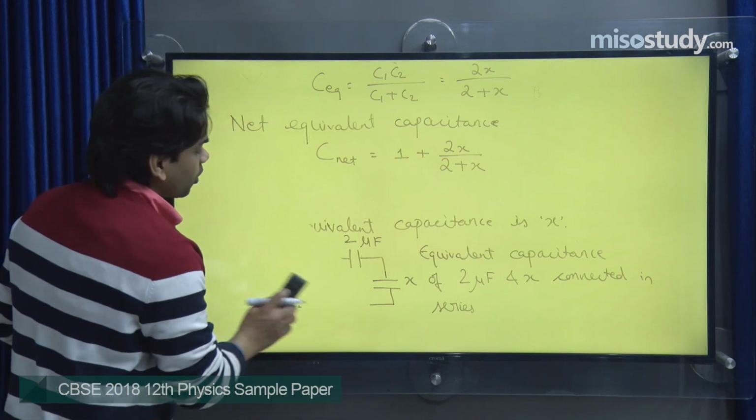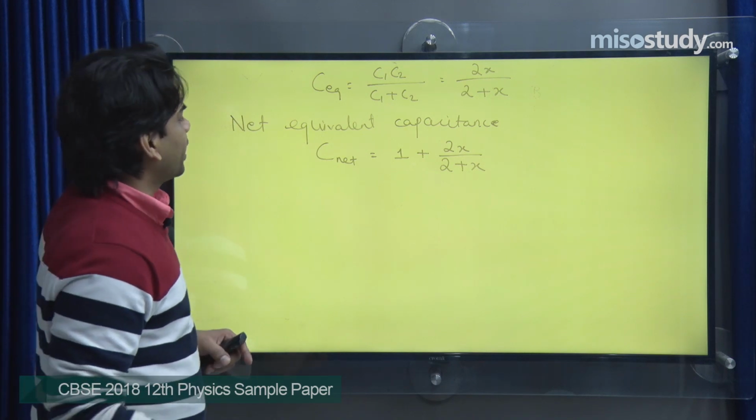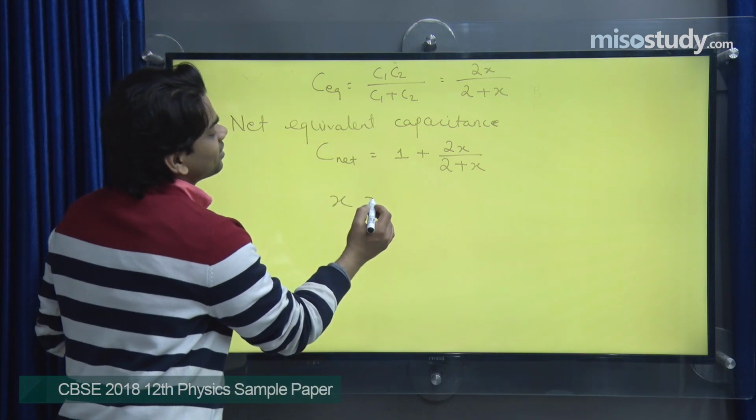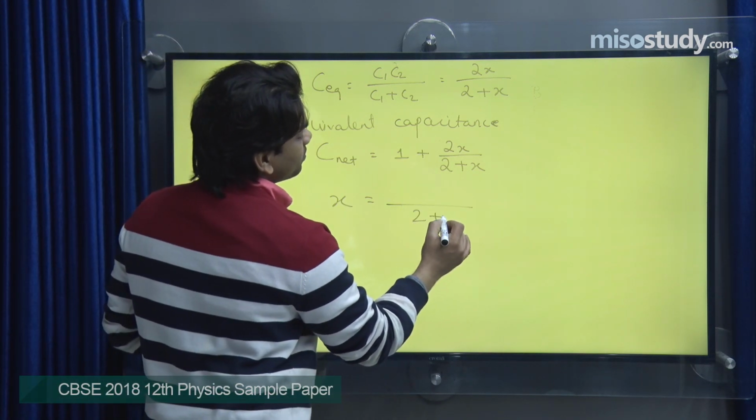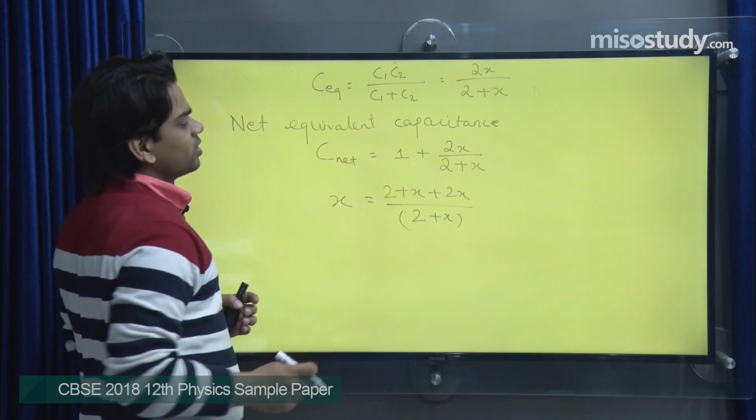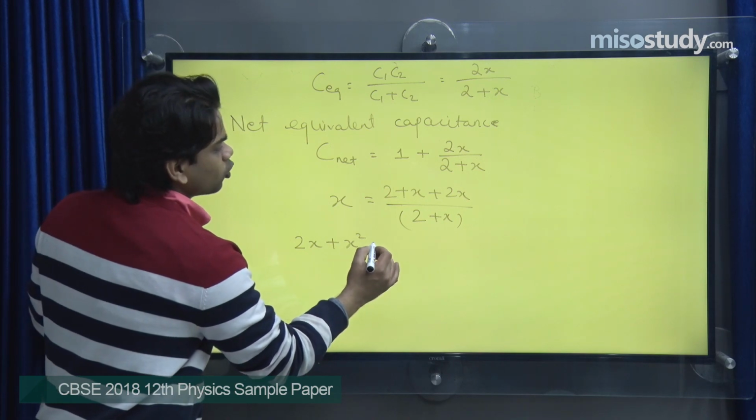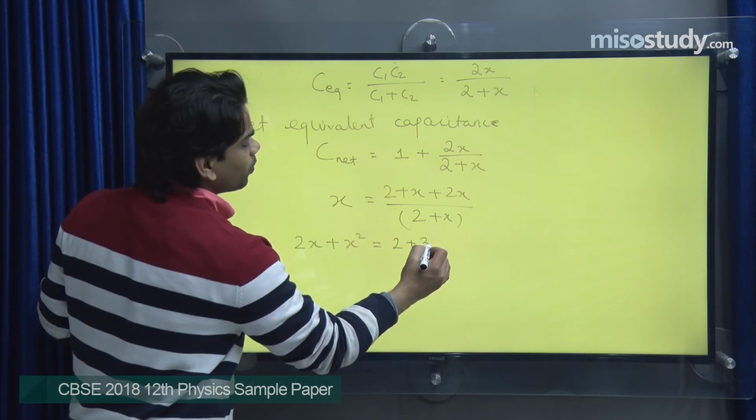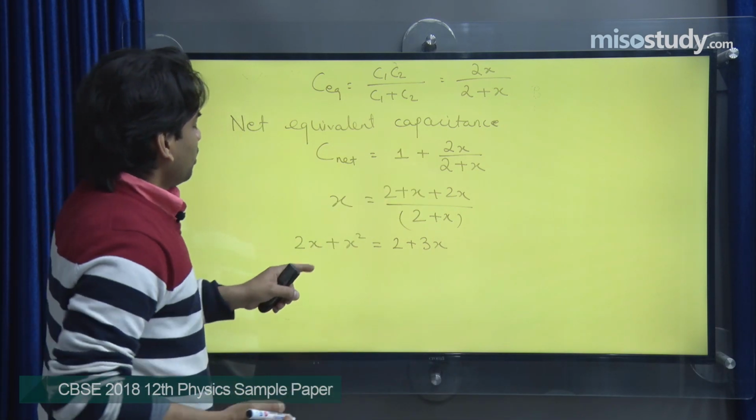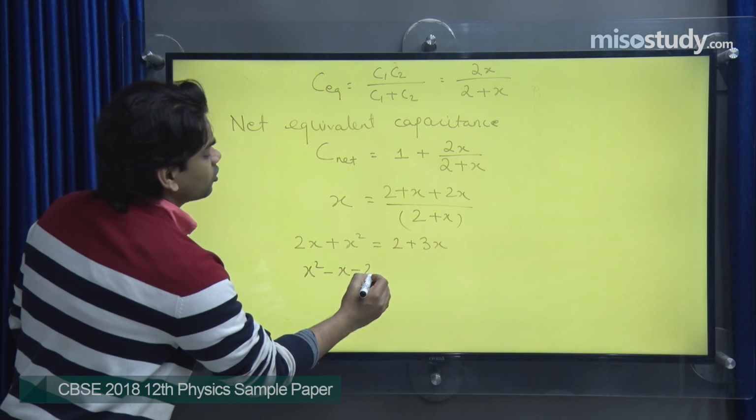Simply evaluate its value now, and you will obtain the result. Now see, C net is already, we know, equal to X. So X is equal to 1 plus 2X upon 2 plus X, take its LCM. Here you will be obtaining 2 plus X plus 2X, that is 3X plus 2. Taking the 2 plus X across, you will have 2X plus X square is equal to 2 plus 3X. Not a problem, it's quite easy. Bringing everything to one side, 2X minus 3X gives minus X, so X square minus X minus 2 is equal to 0.